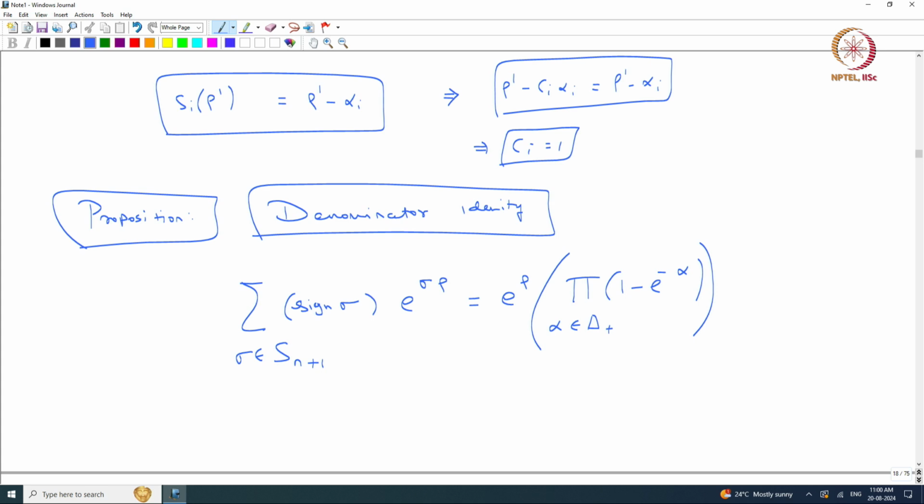Okay, I will stop here, and then we will continue in the next class with the proof of this denominator identity, and using this denominator identity we will be able to again rewrite the character of the Verma module, and we will use that expression in order to get the Weyl character formula for finite dimensional irreducible representation. Okay, I will stop here.